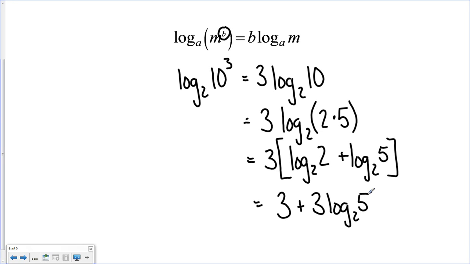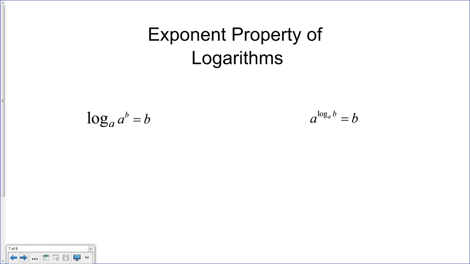Alright, so moving right along, this gets into how we're going to be using logarithms in the future. The exponent property of logarithms just basically says that logarithms are the inverse of exponents. So if I take the log base a of a to some power b, what's really important here is that the base of the logarithm matches the base on what's operating inside. So the log base a of a to the b, those can cancel and we're just left with b.